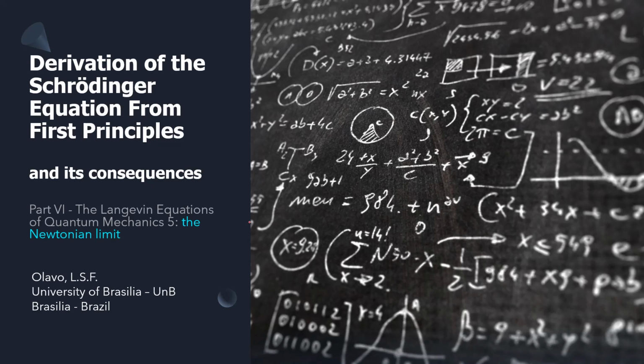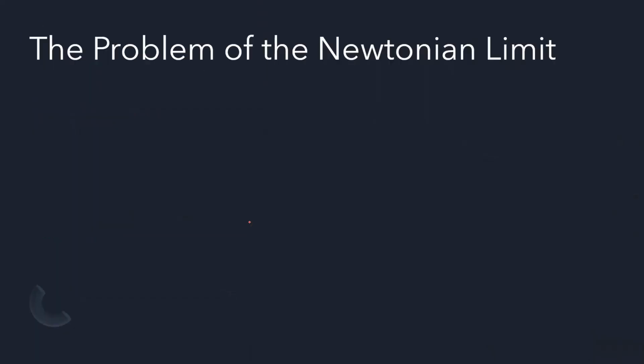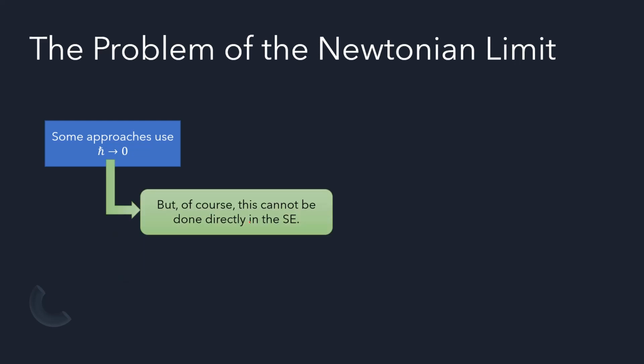Hi, in this video I will show you how to get the Newtonian limit using the Langevin equations for quantum mechanics. Let us see. The problem of the Newtonian limit is an ancient problem in quantum mechanics. Sometimes we have approaches that use the h bar going to zero as a condition for the Newtonian limit, sometimes called classical limit. But this, of course, cannot be done directly in the Schrödinger equation.